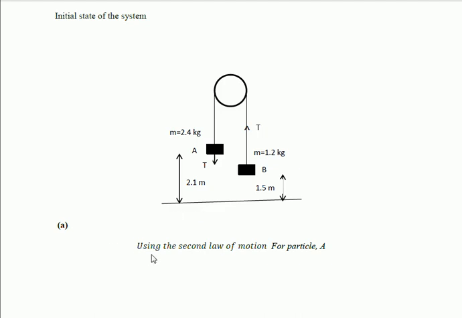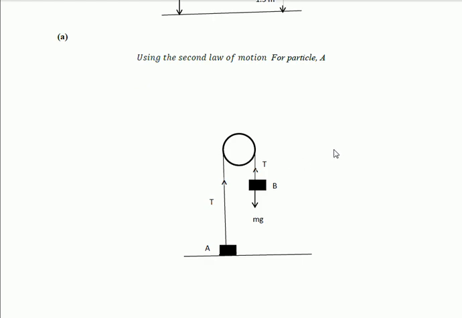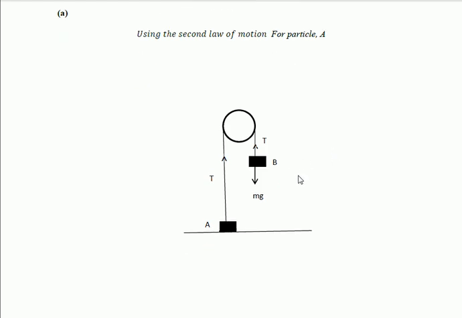Now, using the second law of motion for the particle A. As the particle A is heavier than the particle B, it will move downward and particle B will move upward. Using the second law of motion for particle A, as it is moving downward, the tension will be in the upward direction and its weight is in the downward direction.